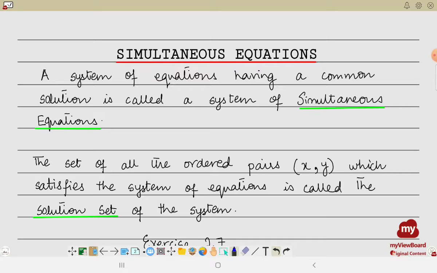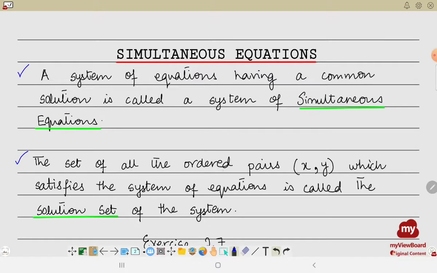In this video, we are going to solve simultaneous equations. For that, we need to learn what simultaneous equations are. A system of equations having a common solution is called a system of simultaneous equations. So, if we are solving two or more equations and they have a common solution, then those equations are called simultaneous equations. What is the solution set of those equations?